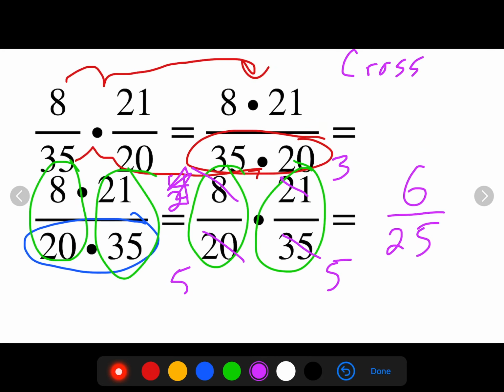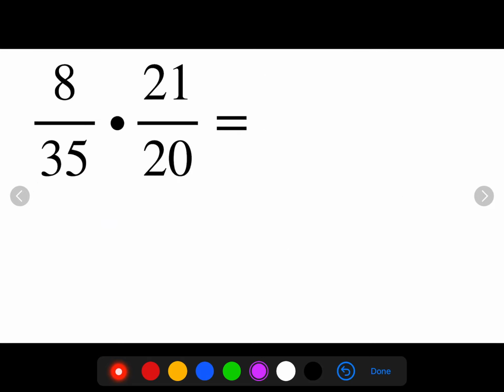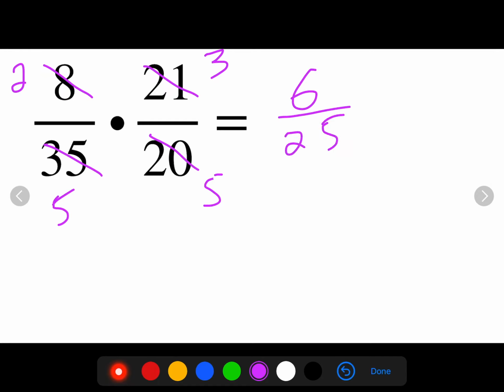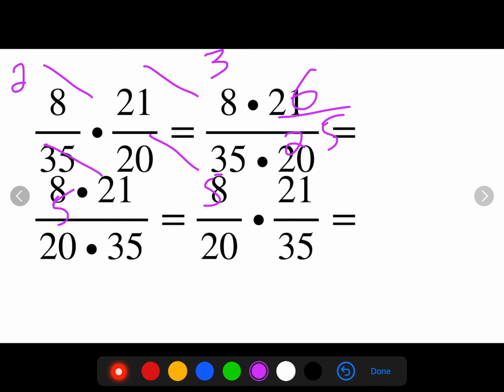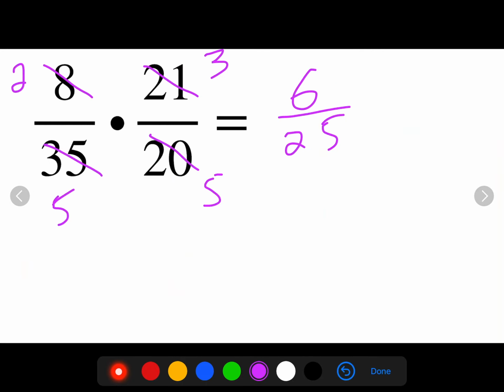This is called cross-canceling. And you should always cross-cancel. You may have heard something called cross-multiplying. Never cross-multiplying. Cross-multiplying is always wrong, but always cross-cancel. Okay, so let's take a look. Watch. 8 and 20. 8 divided by 4 is 2. 20 divided by 4 is 5. What divides into 21 and 35? 7. I get 3 here, and I get 5 here. Then I just do 2 times 3 is 6. 5 times 5 is 25. As long as you are doing a numerator with a denominator, you should always cross-cancel. This is much easier than this. Always cross-cancel.